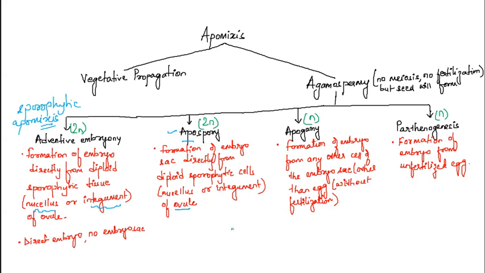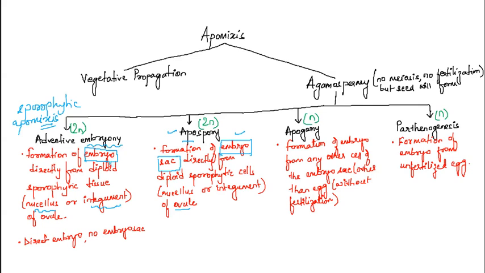Here it is the formation of embryo from diploid sporophytic tissue, and here it's the formation of embryo sac. Both are 2N. When it is embryo sac formation, it is apospory. When it is just the embryo, it is adventive embryony. Just see the name, then you will remember. Embryony will form embryo.